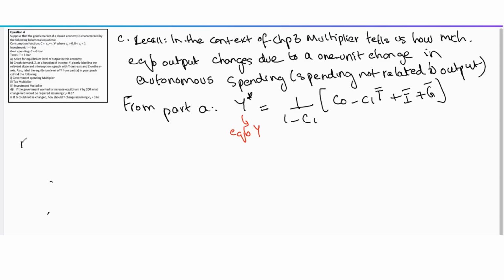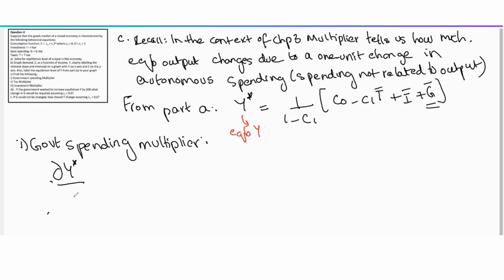So the first part asks us to find the government spending multiplier. The government spending multiplier would essentially tell us how much equilibrium output changes due to a 1 unit change in government spending, i.e. G bar. So it is just partial Y star by partial G bar. We just take the derivative with respect to G bar, and this becomes 1 by 1 minus C1.